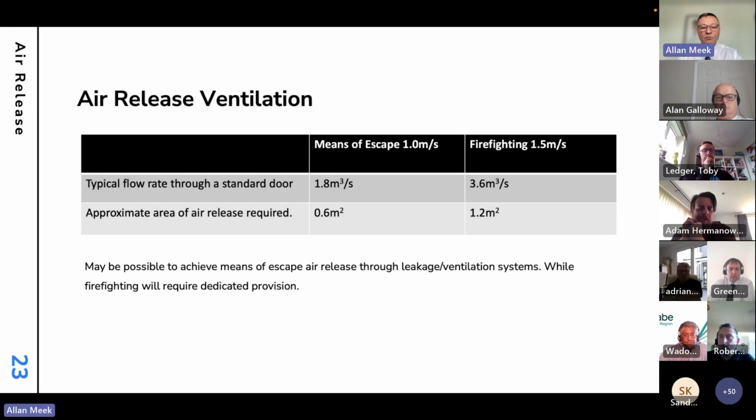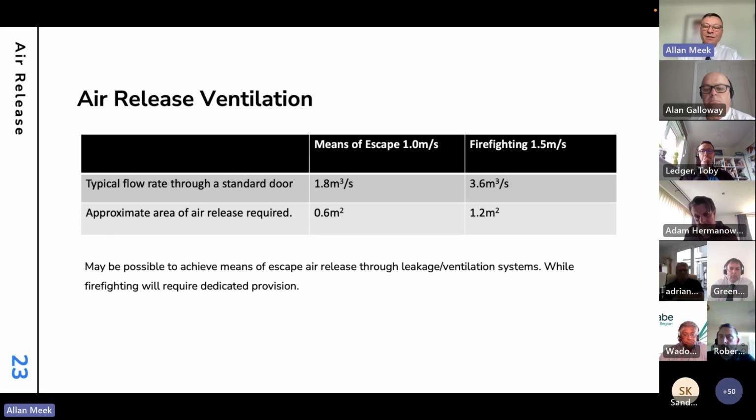So a typical airflow rate through a standard door for means of escape would be roughly 1.8 meters cubed per second, which would equate to an air release vent area of 0.6 square meters. For firefighting, we're looking at double, so 1.2 meters squared area of vents, somewhere of that order. It depends on the size of the doors, etc., and what velocity you think you can get away with. So you definitely need a dedicated provision for firefighting vent.